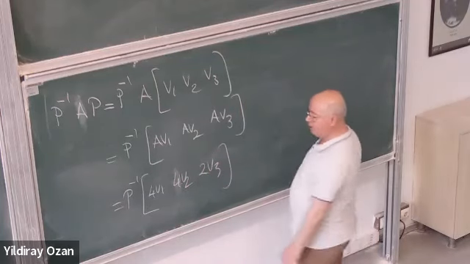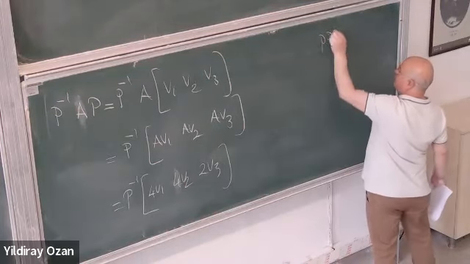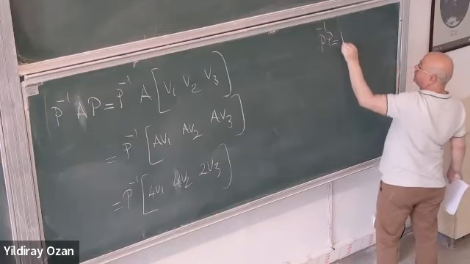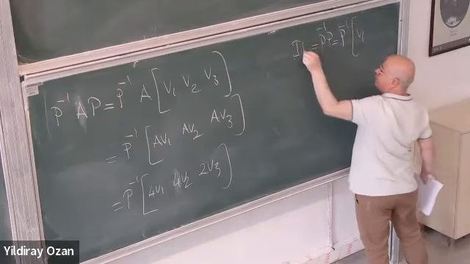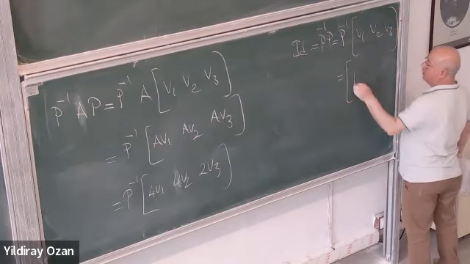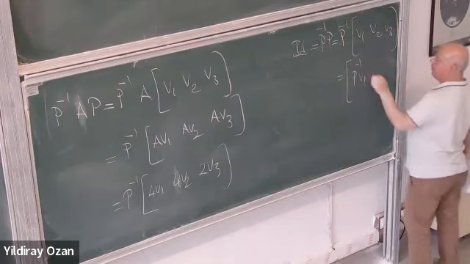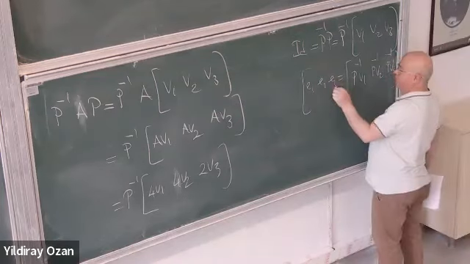And then you apply P inverse to this. But we know that P times P inverse is identity. So P times P inverse times V1, V2, V3. When you multiply this, you get P inverse times V1, P inverse times V2, P inverse times V3. We are doing E1, E2, E3.